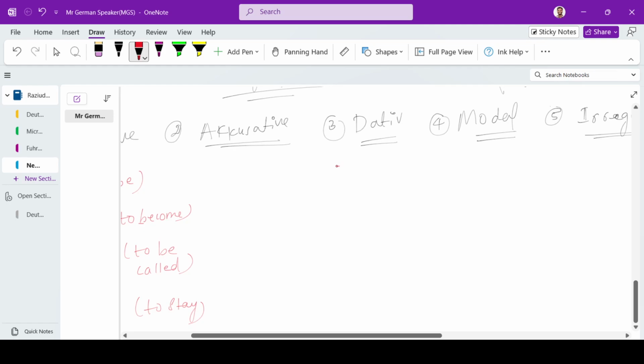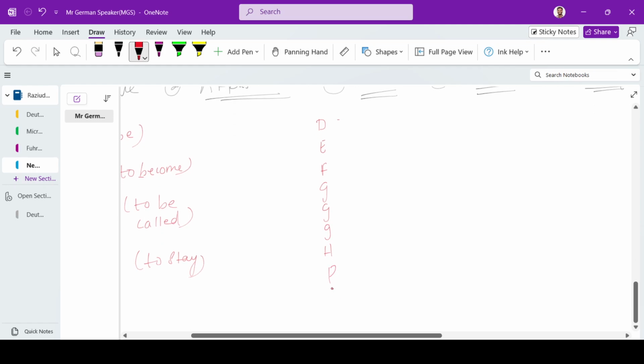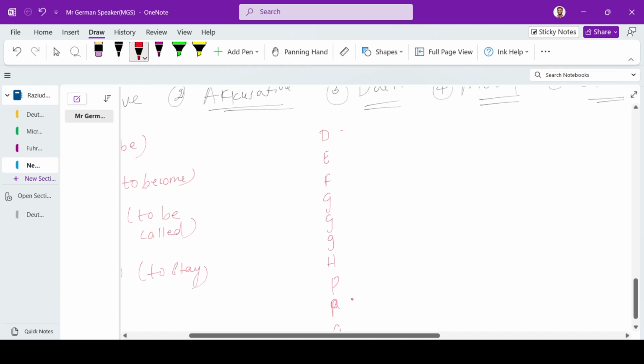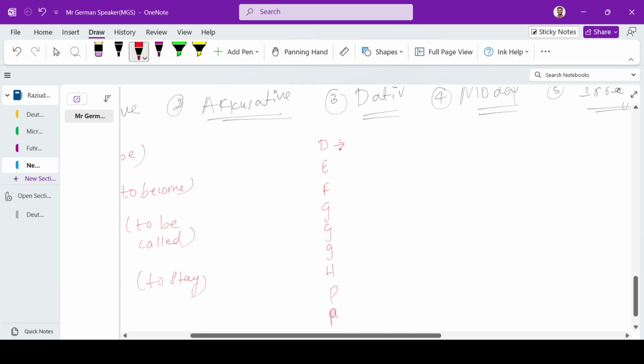So we have some of the verbs that are called dative. And for that, I want you to remember a formula here. Def ge ha pass. It's double P A S S. Def ge ha pass. What does def ge ha pass mean? So I will write it here. Danken is to thank. Danken is to thank.